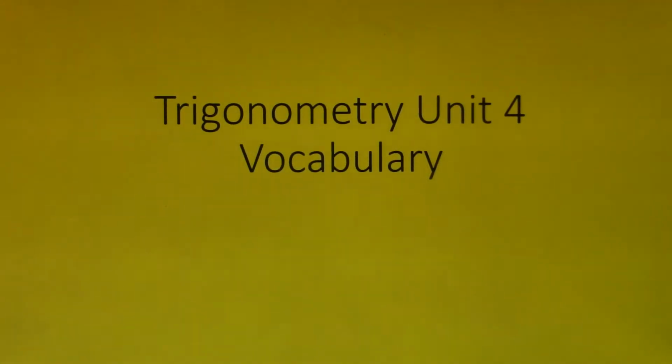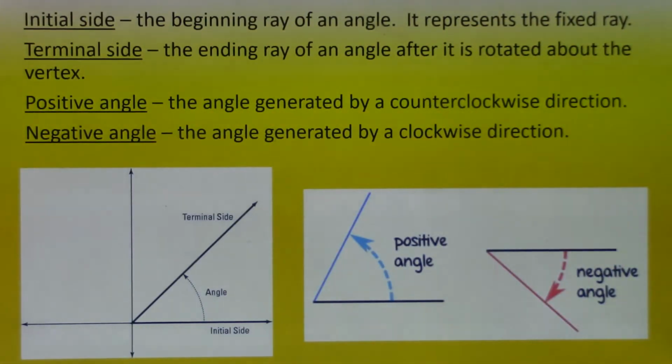Trigonometry, Unit 4, Vocabulary. Initial side, the beginning ray of an angle. It represents the fixed ray. As you can see here, here's the initial side in this first picture. The second picture for the positive angle, the initial side is here. And for the negative angle, the initial side is at the top. Basically the dark black lines here are the initial sides.